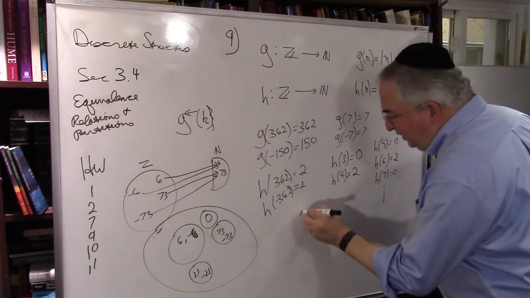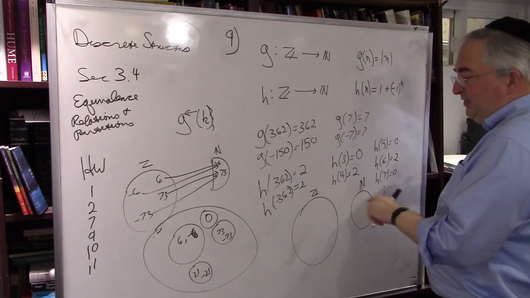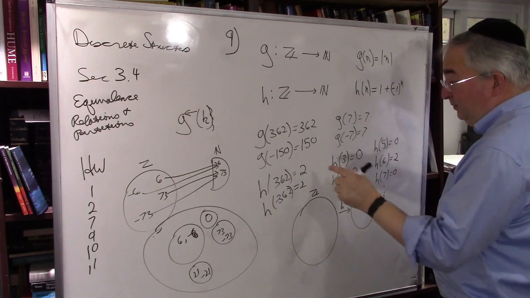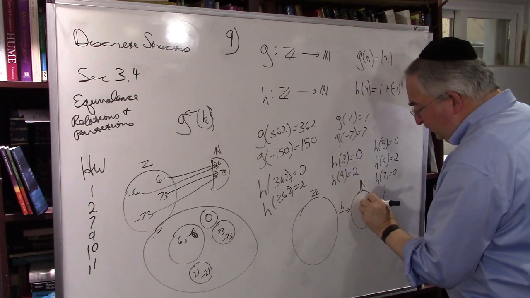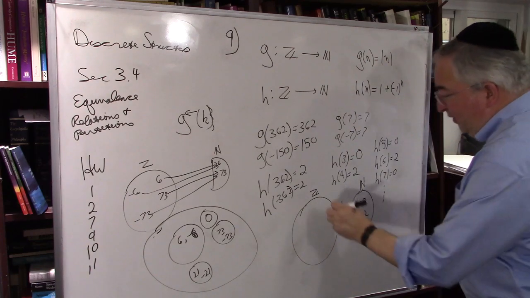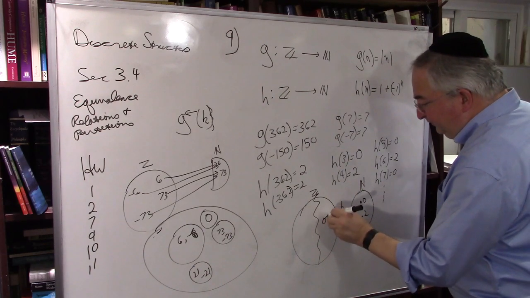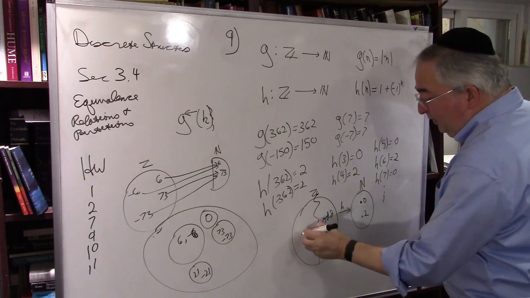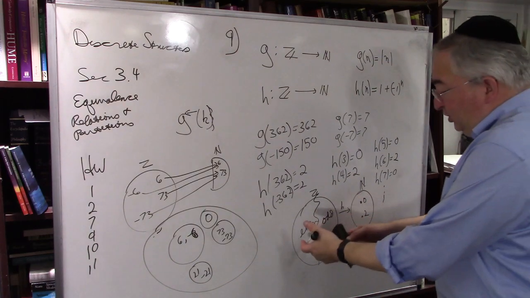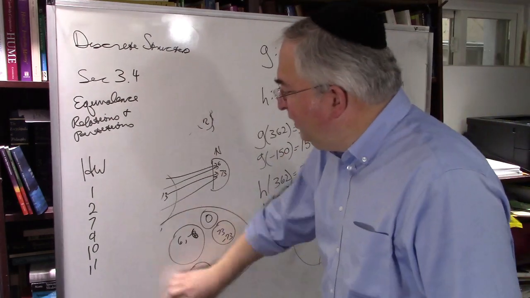Next, h is even easier. So here's Z, and here's the natural numbers. What's the possible output of h? The answer is there's only two possible outputs, 2 and 0. So we'll call this 0, and we'll call this 2. What goes to 0? What goes to 2? Basically, you split it up into two things. Those things that go to 0 are odd, and those things that go to 2 are even. And that's it. So we partitioned it into two things, odd numbers and even numbers. Okay, that takes care of 9. Number 10.